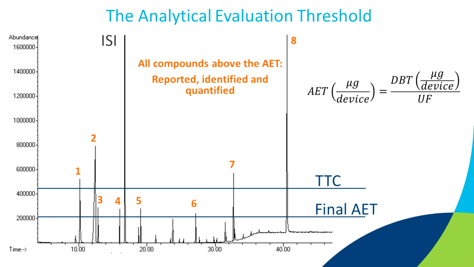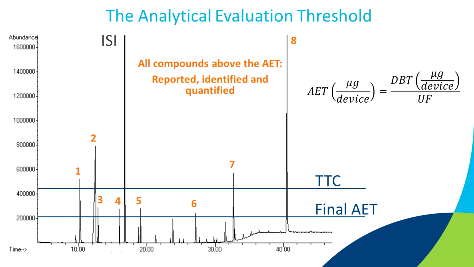But for now, let's say that matter is settled, and we'll take an uncertainty factor of something like 4. So what we would say is that the AET is this TTC divided by a factor of 4, and this is the amount before you've gone through any of the effort of identifying or reporting anything. This is the amount above which you have to do the work to identify and report a compound. And what results is a situation like this, where you might have several peaks. You can see there's 8 peaks that would be reported here, and some of those peaks would be above the TTC, and others would be below the TTC but above the AET.